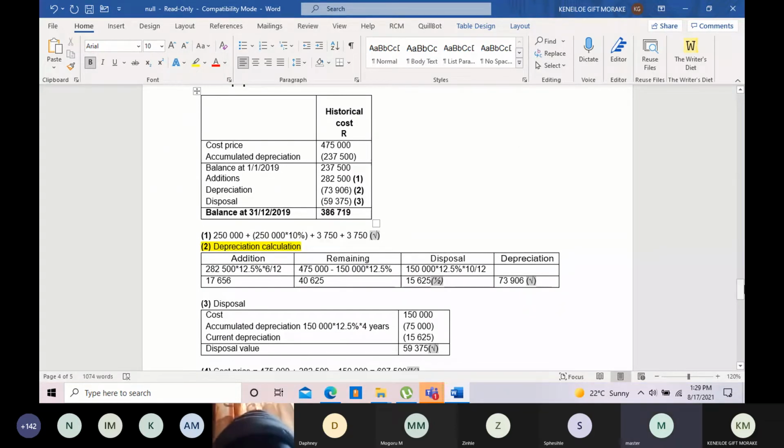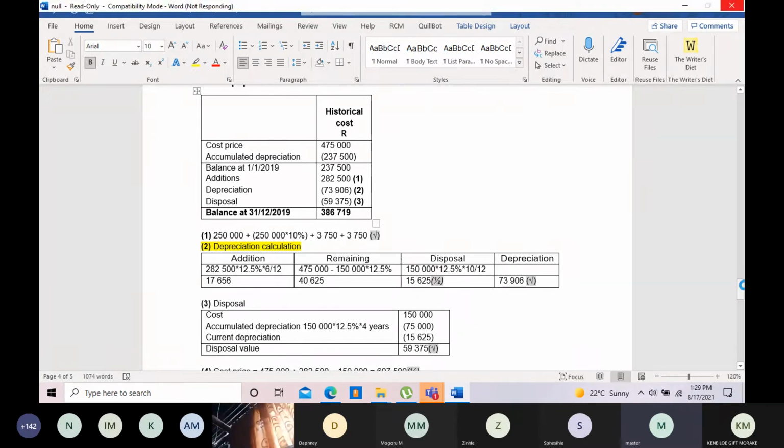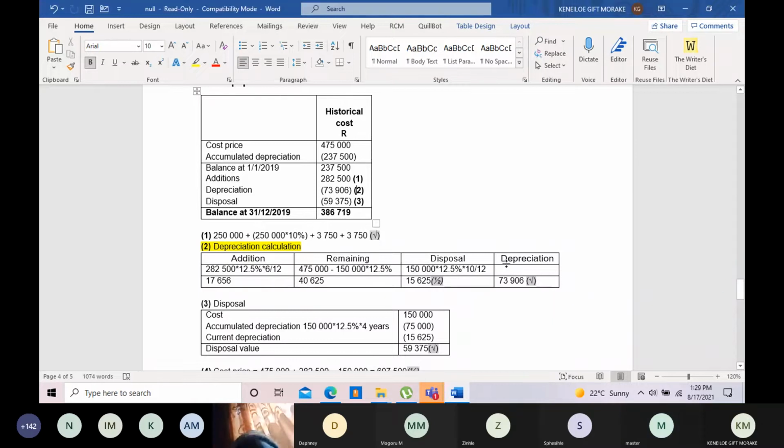So yeah, 150,000 multiplied by 12.5%, multiplied by 10/12. You're going to get 15,625. And then you combine all these depreciations. You combine them all, and then they will give you how much? 73,906.